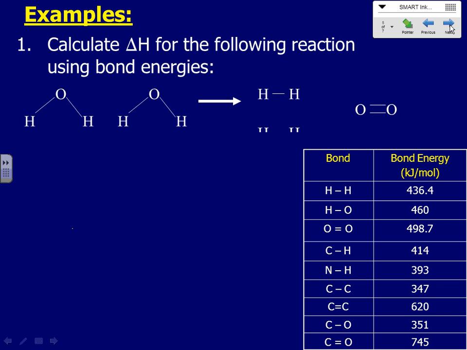So let's do some examples here. Let's say we've got a reaction where we have some water molecules, and I've got this drawn out with a simple diagram, not even a Lewis diagram, it doesn't have the dots, it doesn't matter, representing the bonds so that we can see them.